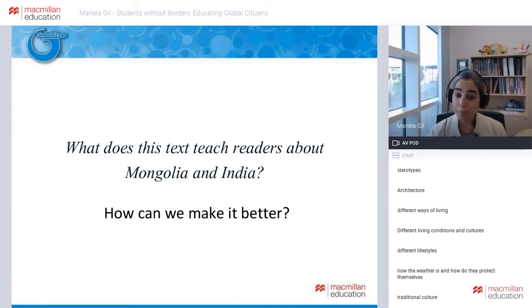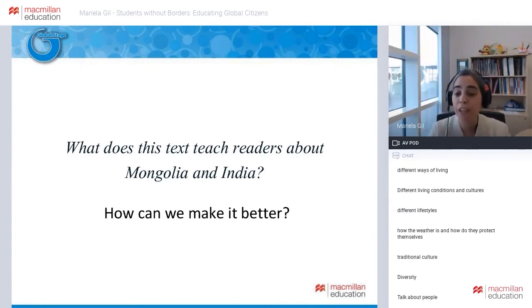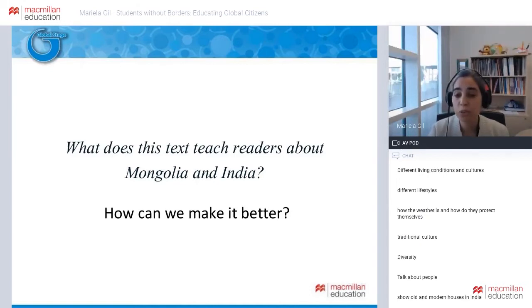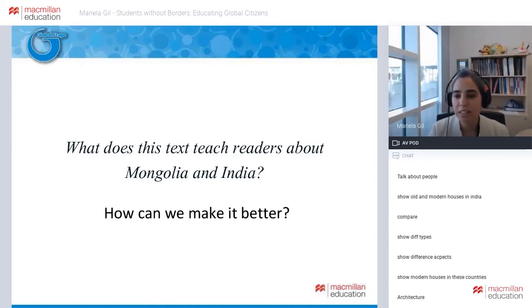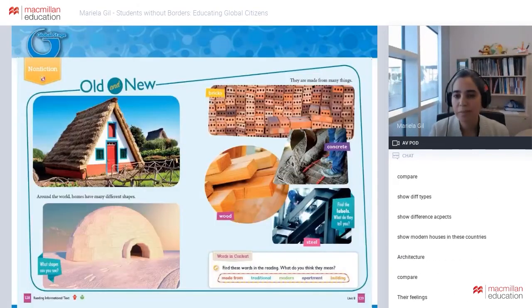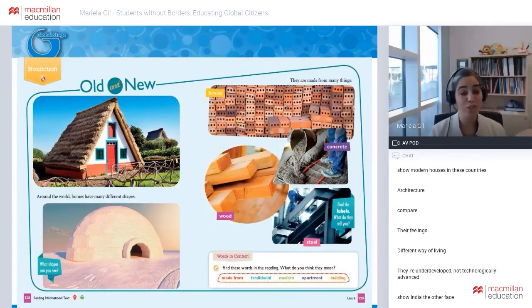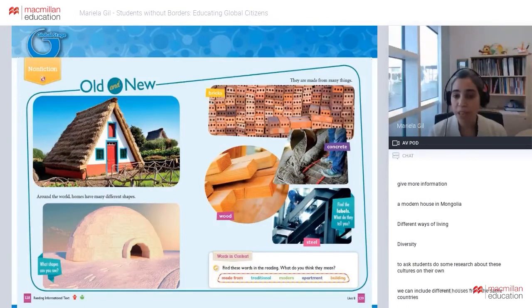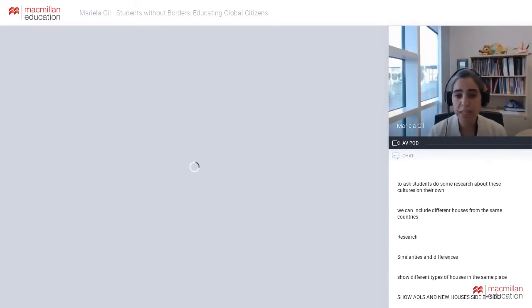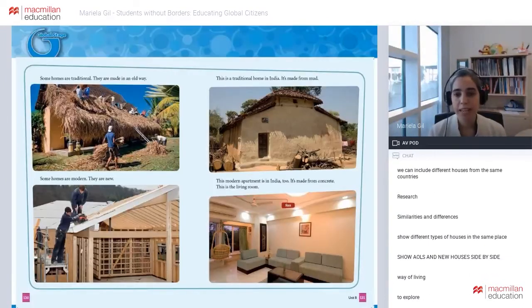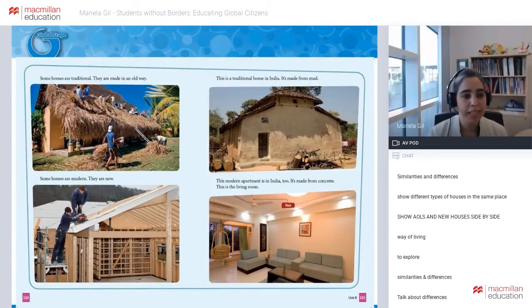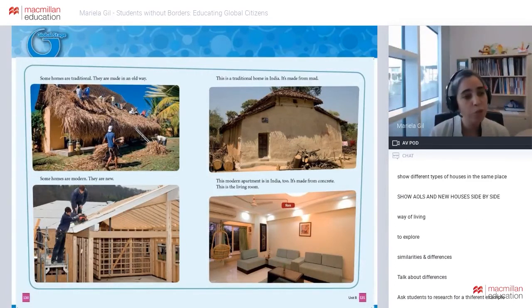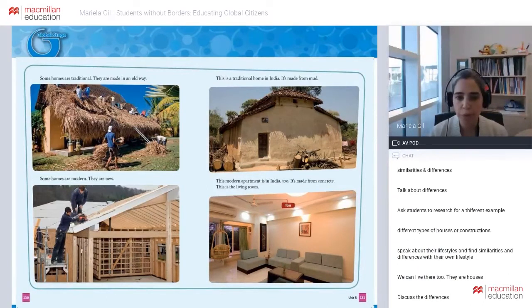All right, so let me show you what I had covered up. Let me show you what I had done. Let me show you what I wasn't showing you before. So this is the same first page. Homes have different shapes. They're made of different things. Now, you can see on the left, some homes are traditional. They're made in an old way. Some homes are modern. They are new.